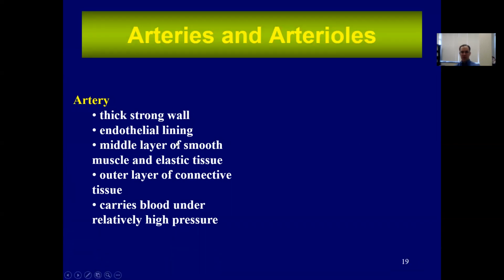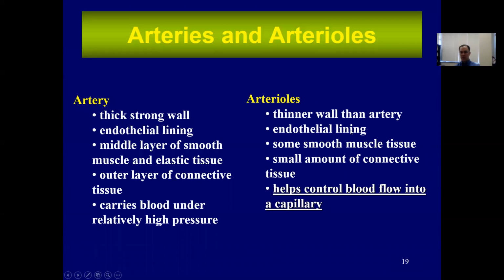They're thick, strong wall, endothelial lining, middle layer of smooth muscle and elastic tissue, carries blood under relatively high pressure. So you have our heart to the artery, and then you have the arterioles, thinner wall than artery, endothelial layer. Helps control blood flow into a capillary and is responsible for controlling blood pressure in our body.